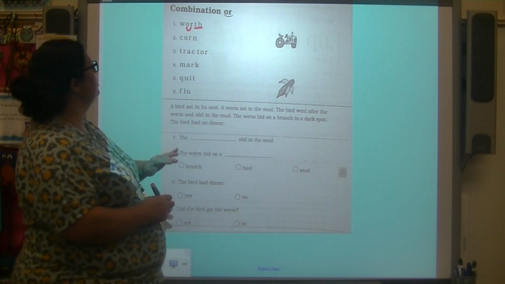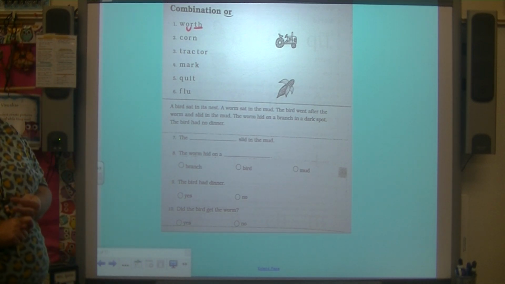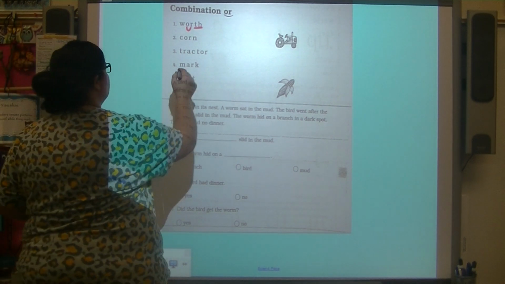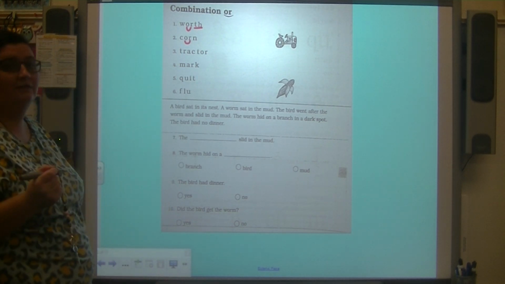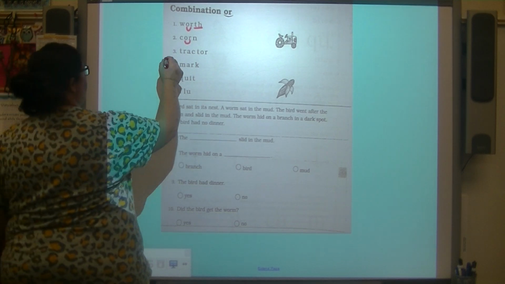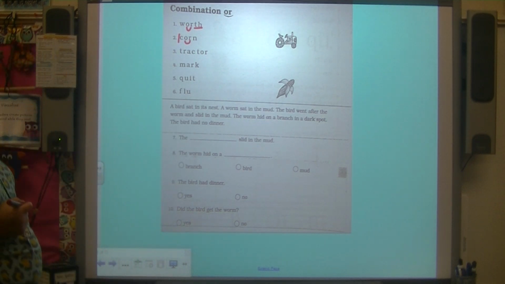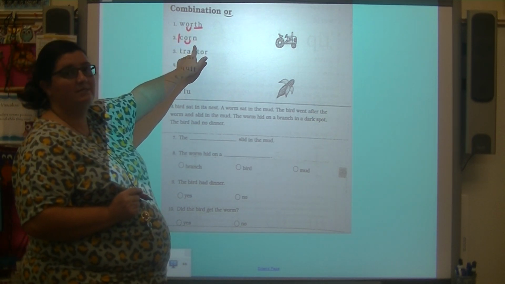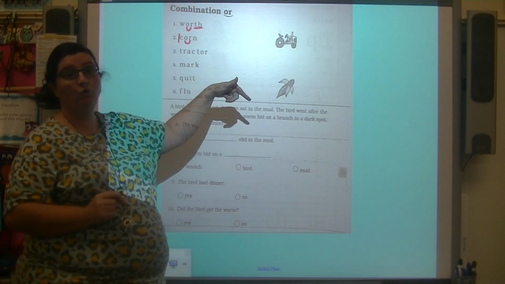All right, number 2. Do we have any digraphs or combinations? We have combination O-R. We need a K back on the C. And then we can sound it out. Or, corn. What word? Corn.